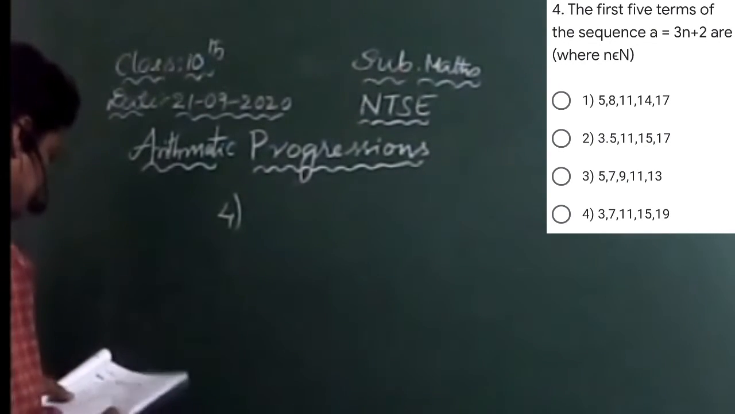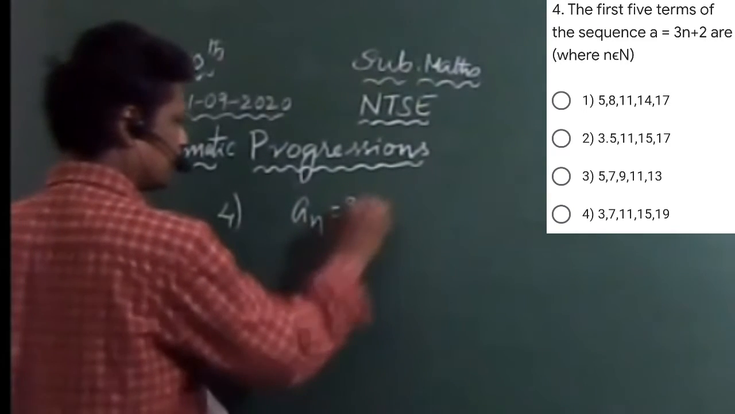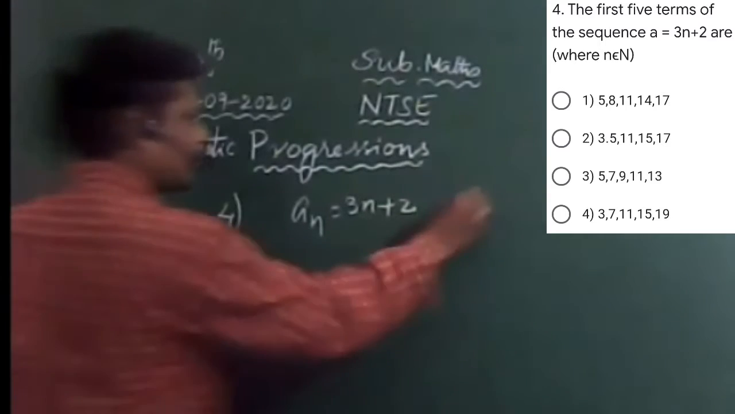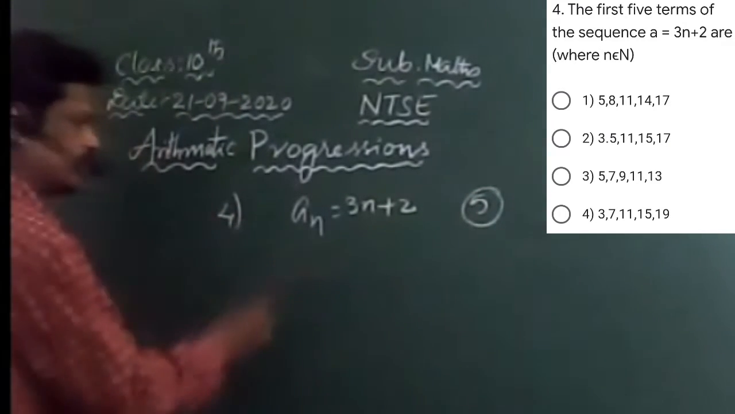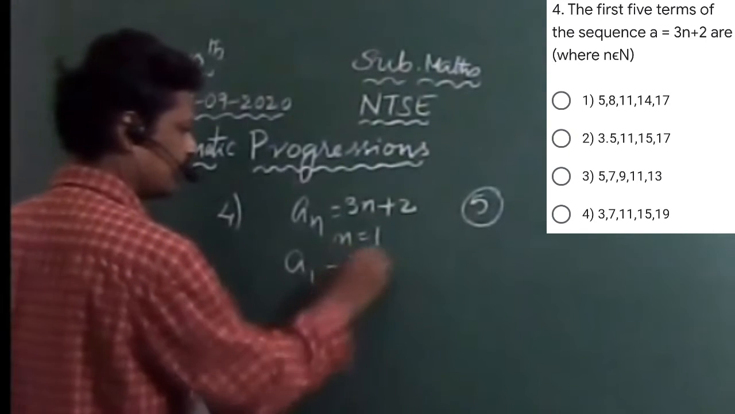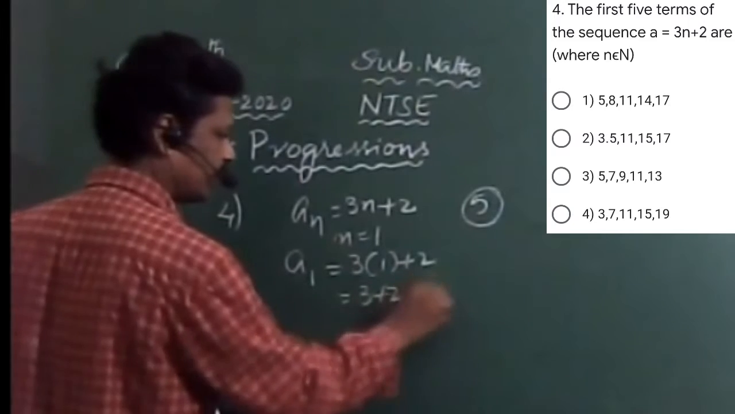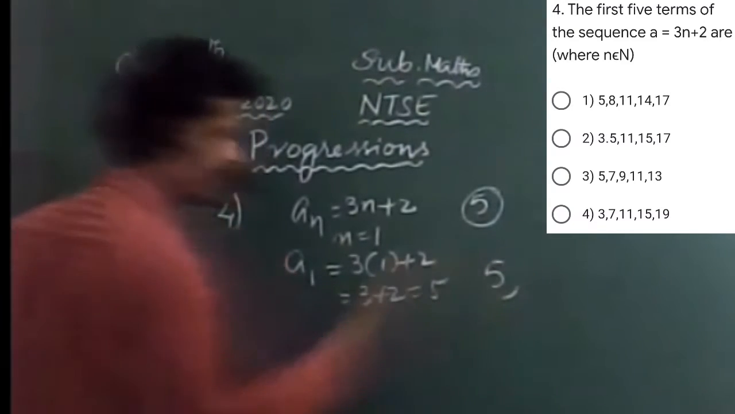First 5 terms of the sequence An is 3n plus 2. How many did they ask? 5 terms they asked, first 5 terms. So A1, substitute n value 1, which is 3 into 1 plus 2, which is nothing but 3 plus 2, 5. So the first term is 5.